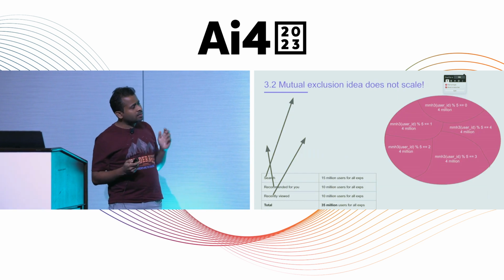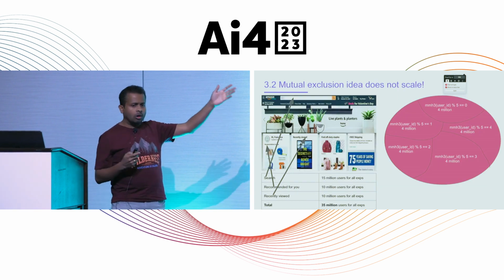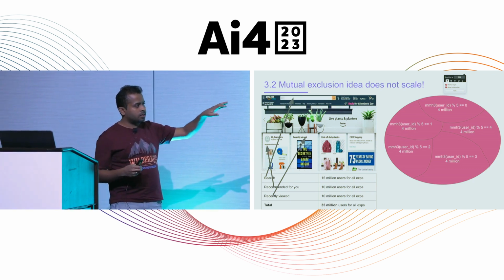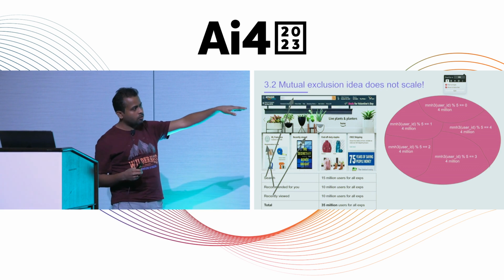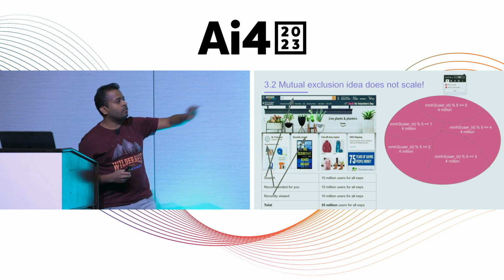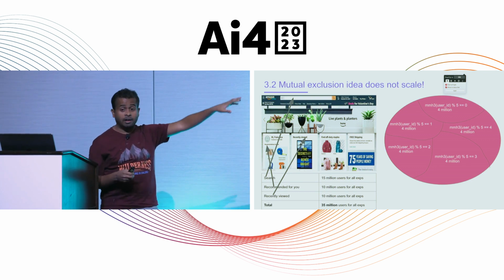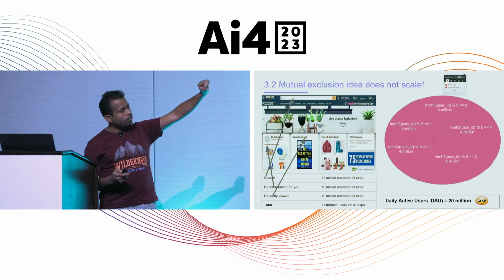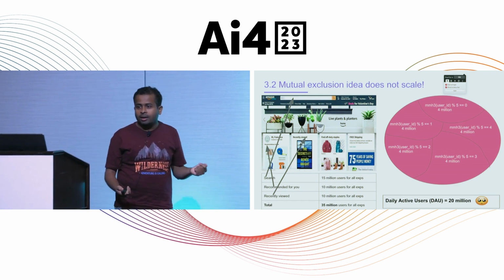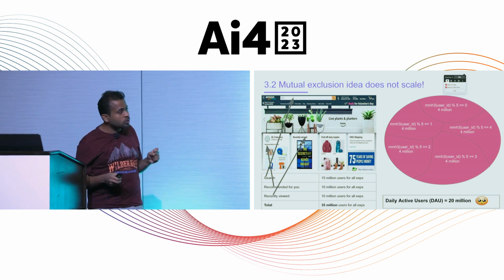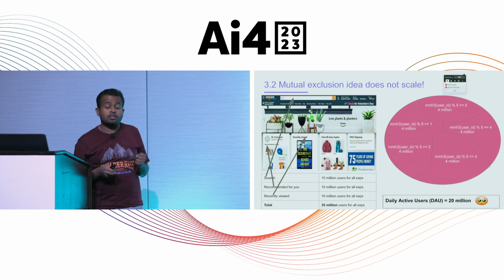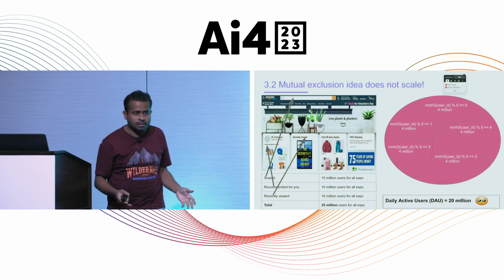So to explain this clearly, let's assume that this is an e-commerce app. I've taken the Amazon example. Let's assume that we have different widgets, right? You have a search widget, you have recommended for you, recently viewed, and so on and so forth. So let's assume that we need around 15 million, 10 million users, and so on for different widgets. But unfortunately, our DAU, which is daily active users, is, let's say, 20 million, right? So you do not have enough to conduct experiments in the first place, right? So that's why the mutual exclusion idea does not scale, although logically it makes sense, right?